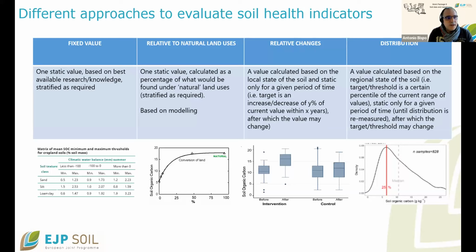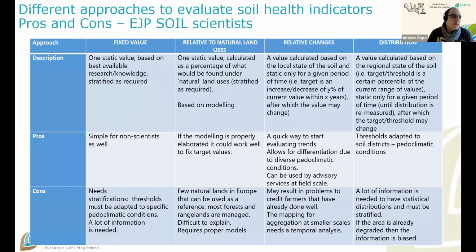So you see different ways of developing threshold or target values. And we also try to identify advantages and constraints linked to those different ways. For example, the fixed value is quite a simple way to communicate the results. It's easy to understand. You have one threshold, you are above or below.